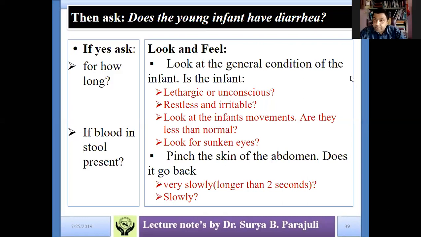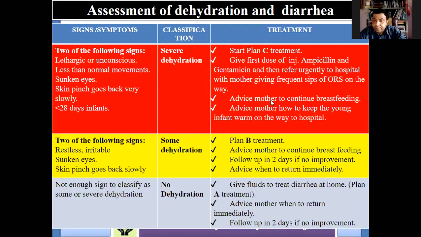Pinch the skin of the abdomen because it's diarrhea. For that, you need to assess dehydration. Does it go back very slowly? That means longer than 2 seconds, or slowly. After that, you need to assess for dehydration with diarrhea.